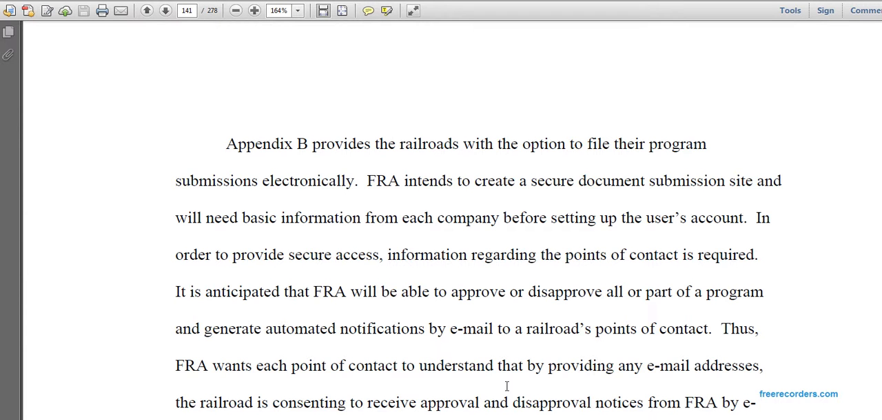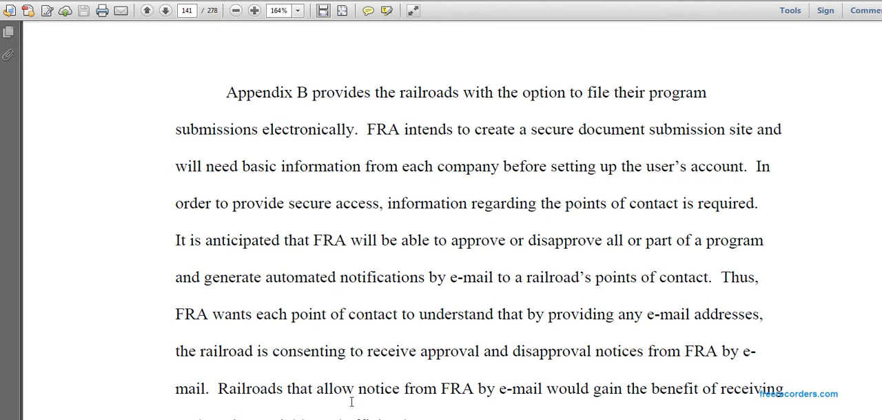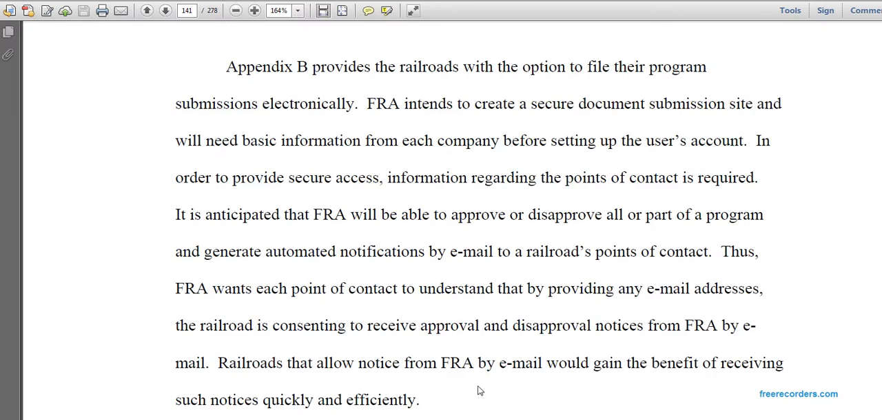The FRA intends to create a secure document submission site, requiring basic information for each company before setting up the user account. In order to provide access and assure access, information regarding the point of contact is required. Approval or disapproval of all or part of the program will generate automated email notifications to the railroad's points of contact. Thus, the FRA would want each point of contact to provide an email address and consent to receive approval or disapproval notices from the FRA by email. The railroad would also gain the benefit of receiving such notices quickly and efficiently.